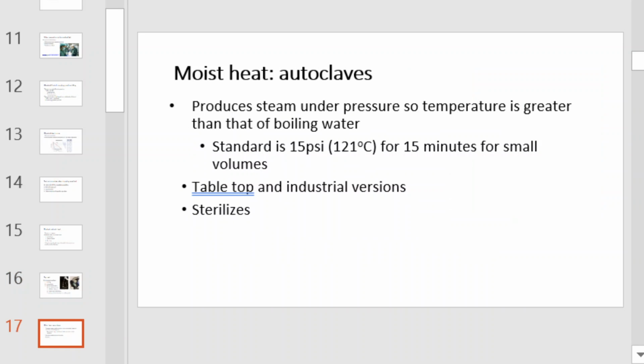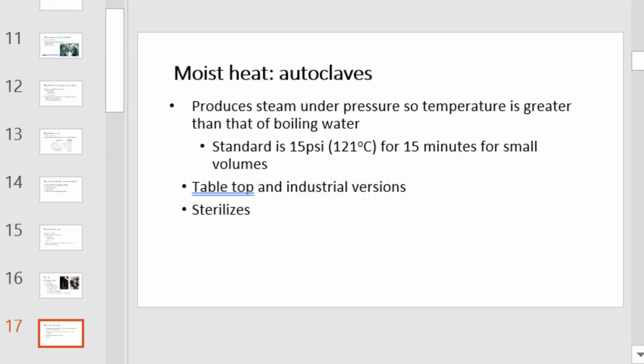Moist heat, or autoclaves. Moist heat produces steam under pressure, so temperature is greater than that of the boiling point. The standard for an autoclave is 15 psi, which achieves 121 degrees Celsius and can heat objects for as little as 15 minutes in small batches to achieve sterilization. There are many tabletop and industrial versions of autoclaves that are effective at sterilizing a wide variety of objects.